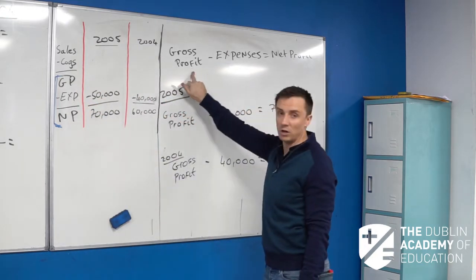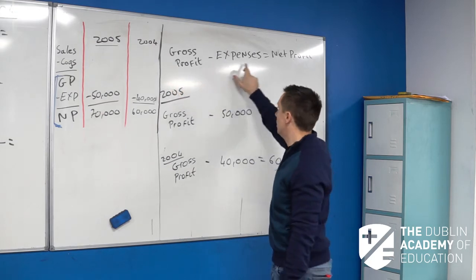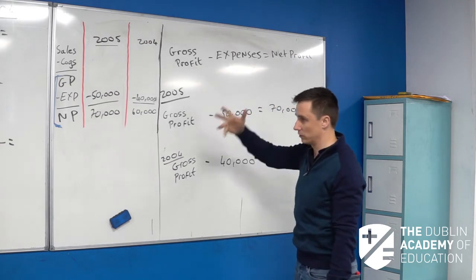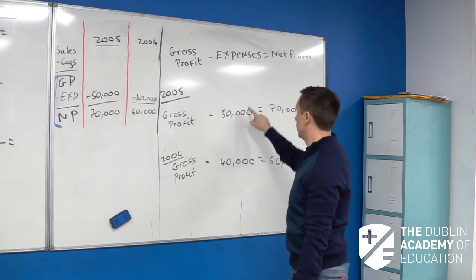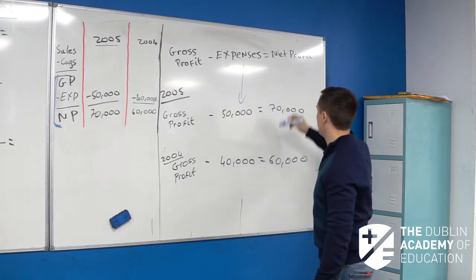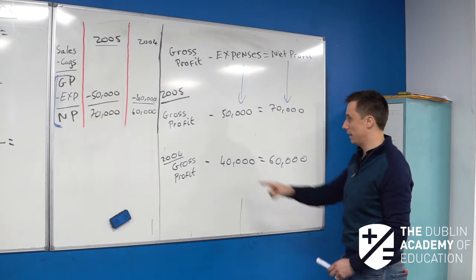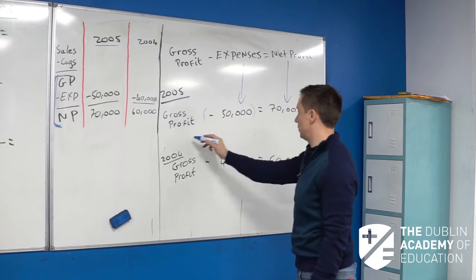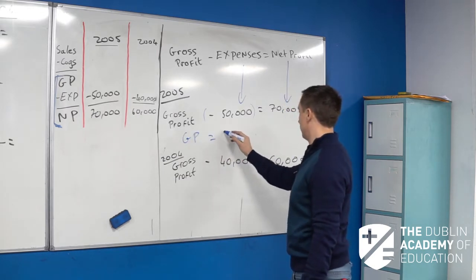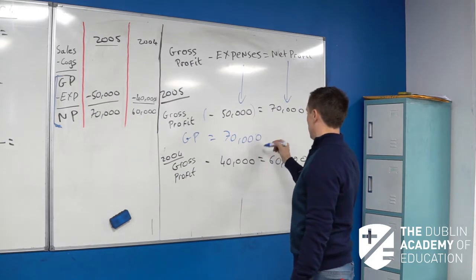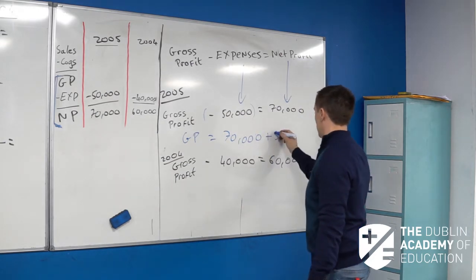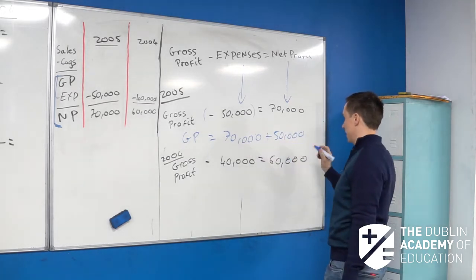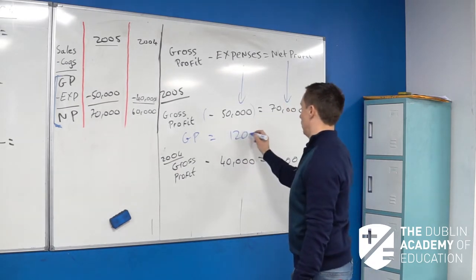Okay, let's look at what we have. Our gross profit, being the profit we've made off the stock we've sold, minus our expenses, gives us the net profit. Let's look at 2005. In the question, the expenses were 50,000, so we'll slot that in there. The net profit was 70,000, and we don't know the gross profit. But if I take the minus 50,000 over to the other side, it turns into a positive, and I've got my gross profit: 70,000 and 50,000 leaves me with 120,000 euro.